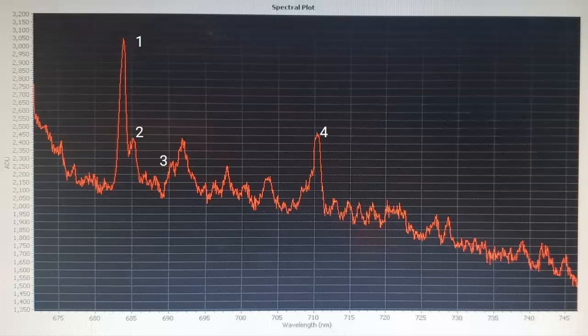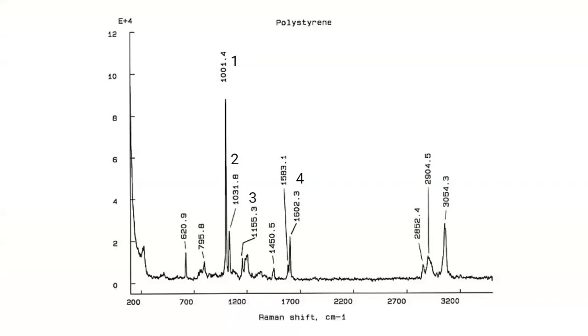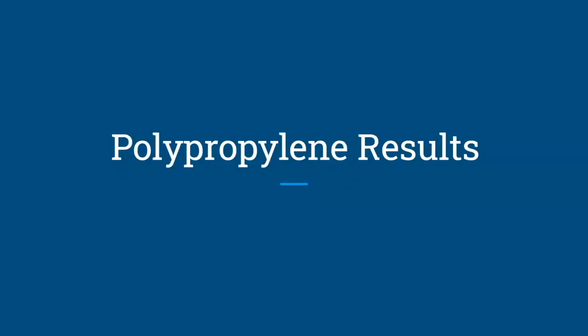The third peak is a Raman shift of 1267, and the fourth peak is a Raman shift of 1670 inverse centimeters, which corresponds respectively to 1031, 1155, and 1602. So ours were larger in all of them, and it turns out they were all by about the same amount. And we'll discuss this further later.